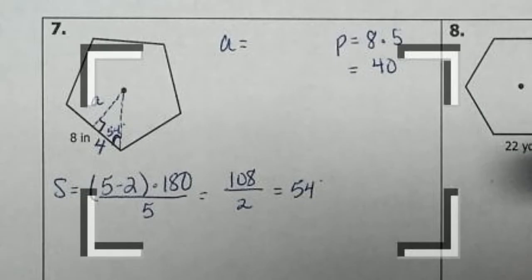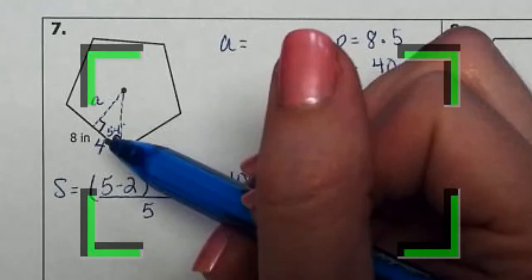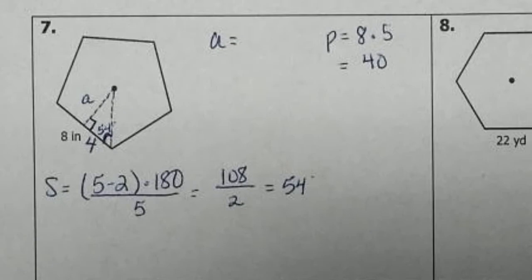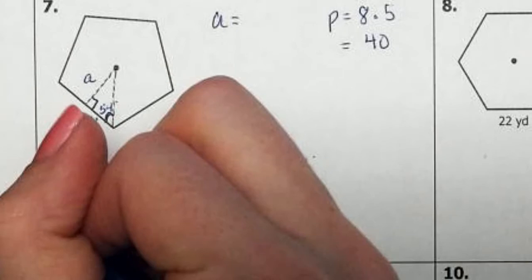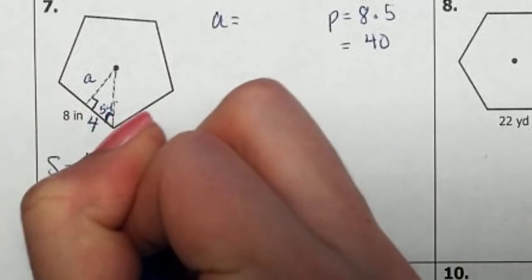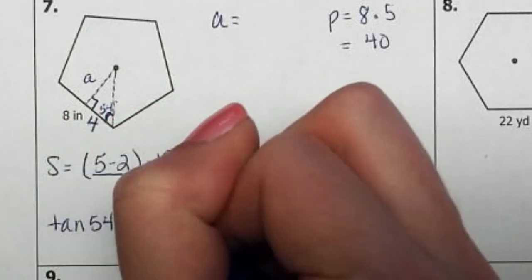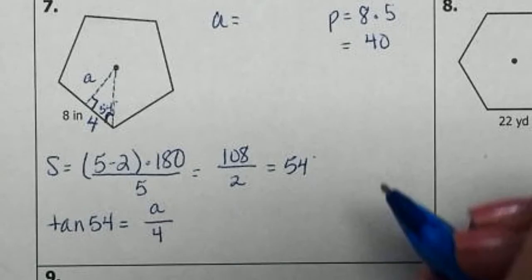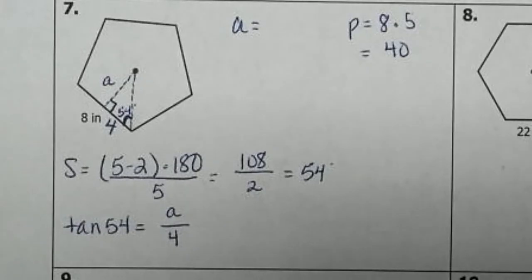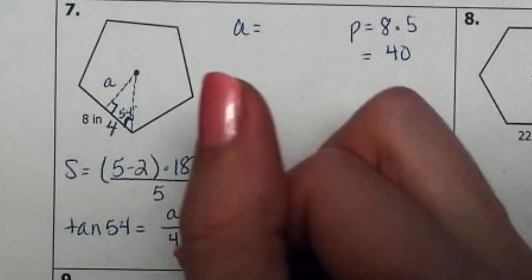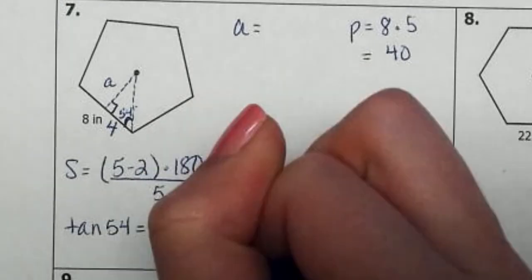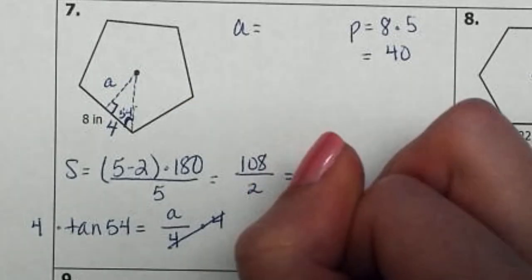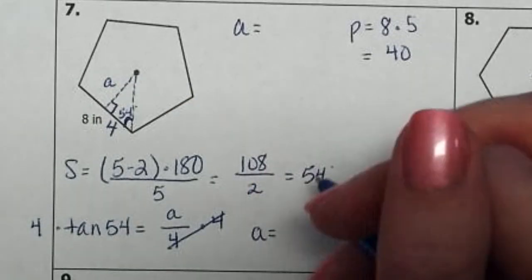So now I have to use my trig function. This is my opposite, and this is my adjacent. So I have to use tangent. So my tangent of 54 is going to equal opposite, which is A, over adjacent, which is 4. Okay, so the shortcut does not work here. But what you can do is just multiply both sides by 4. So type in 4 times tangent of 54, and that will give you your apothem, which is 5.51.